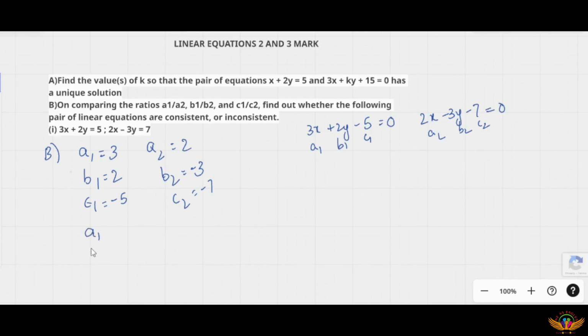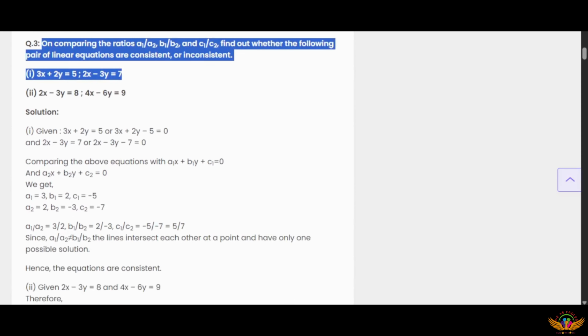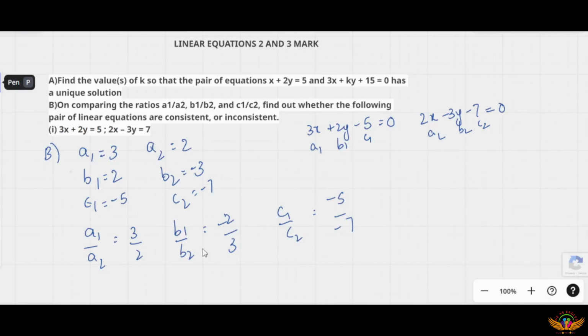What is the A1 by A2 value? It is 3 by 2. What is B1 by B2? It is minus 2 by 3. What is C1 by C2? It is minus 5 by minus 7. If you see, all the three are not equal. If all the three are not equal, what does it mean? It means that the lines are intersecting each other and it has only one unique solution.